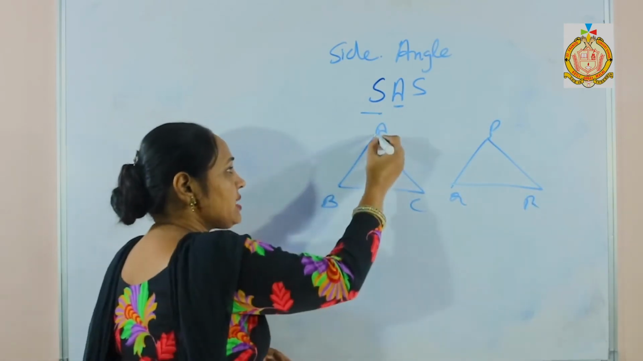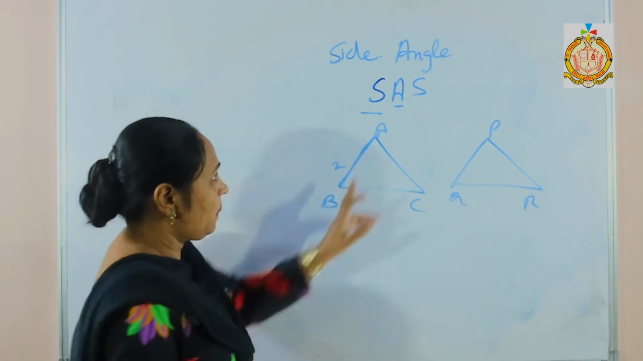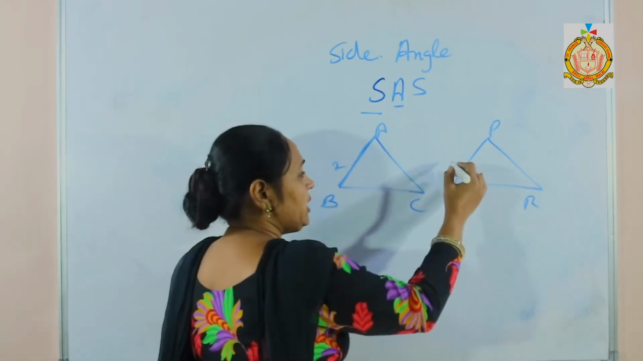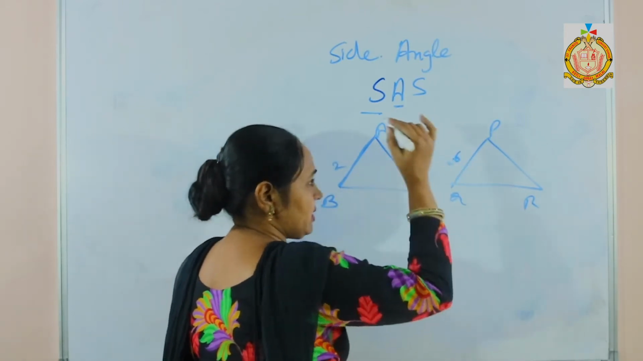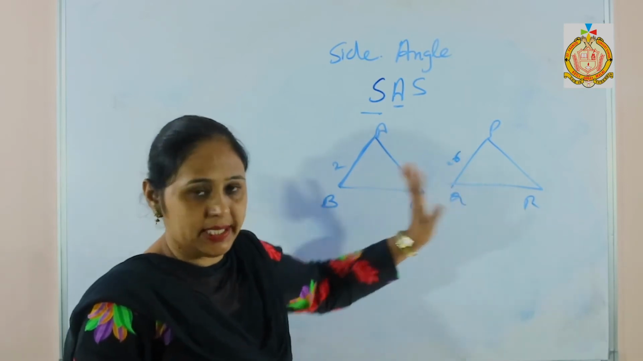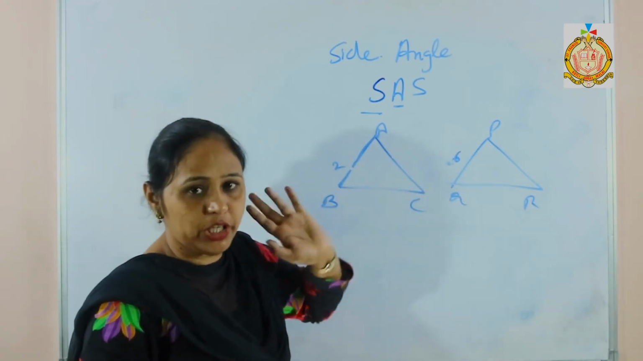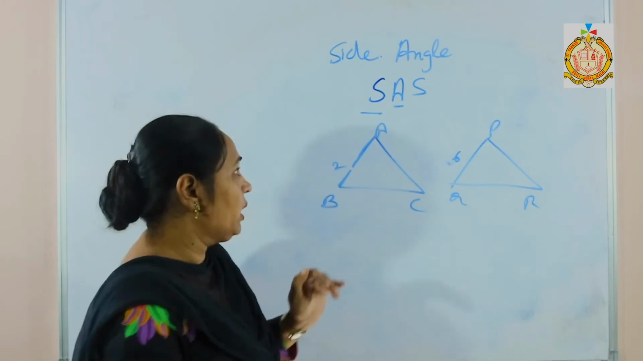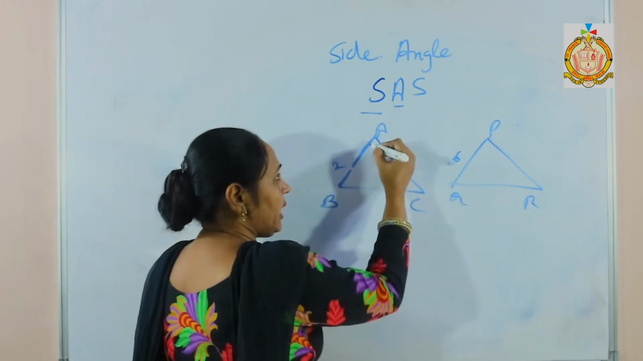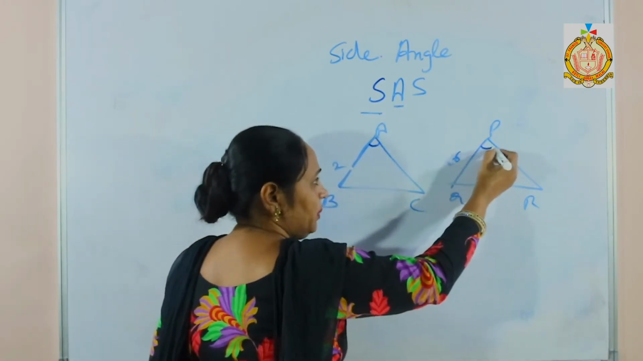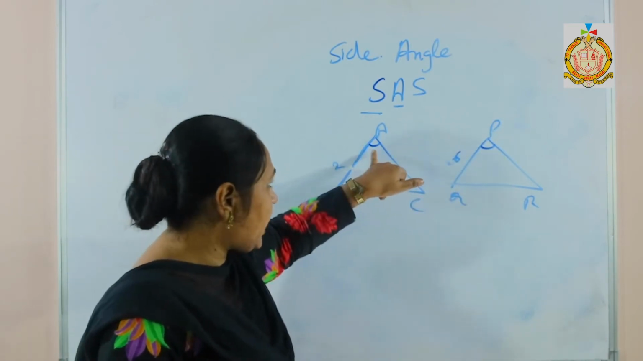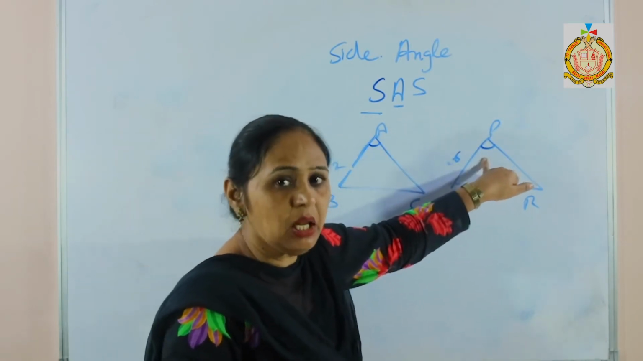Say I take the first side AB as 2, and PQ I take as triple, as 6. Now 2 and 6 means the ratio is 1 upon 3. Then I take this angle A and angle P, which is given as equal. That means angle A is equal to angle P.